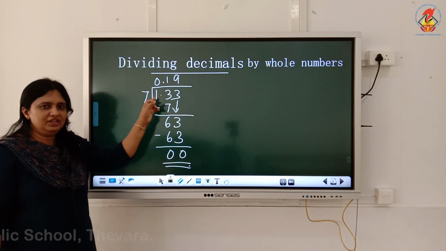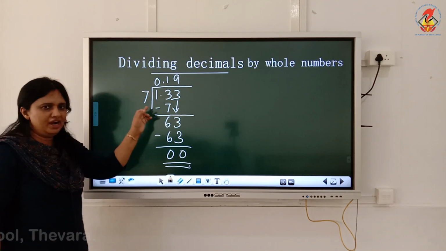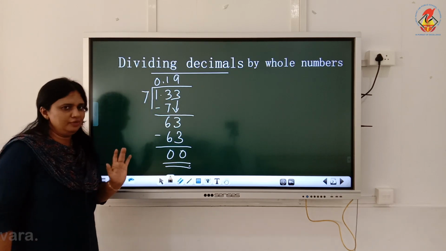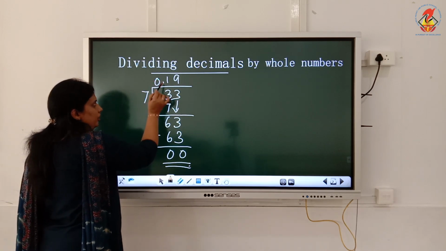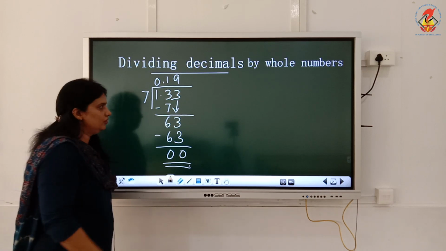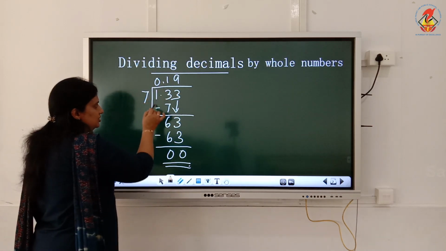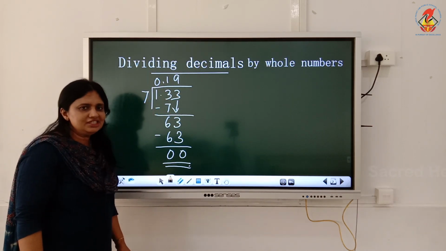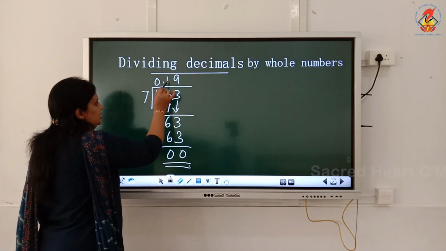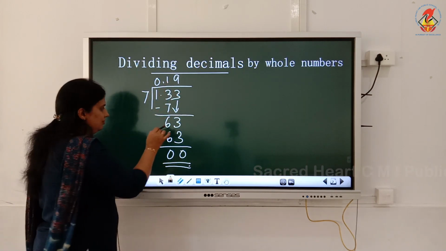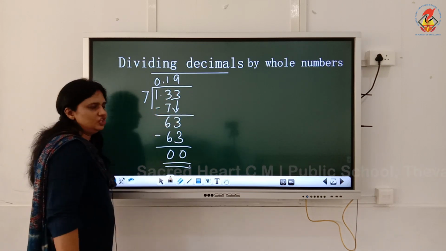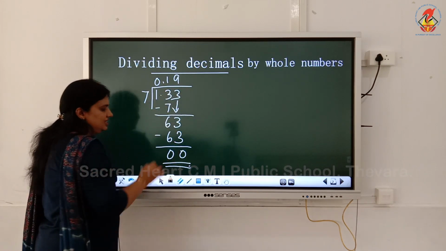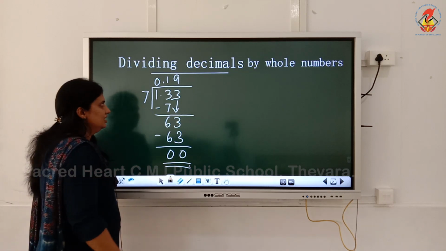See the first whole number part, 1, and 7 into 1 is not possible. So I need to put one 0 in the quotient and the decimal point here, I need to put that also. After that I need to consider the first two digits together, that is 13. 7 ones are 7 and the remainder is 6. And the next digit down, that is 63. 7 nines are 63 and the remainder is 0.